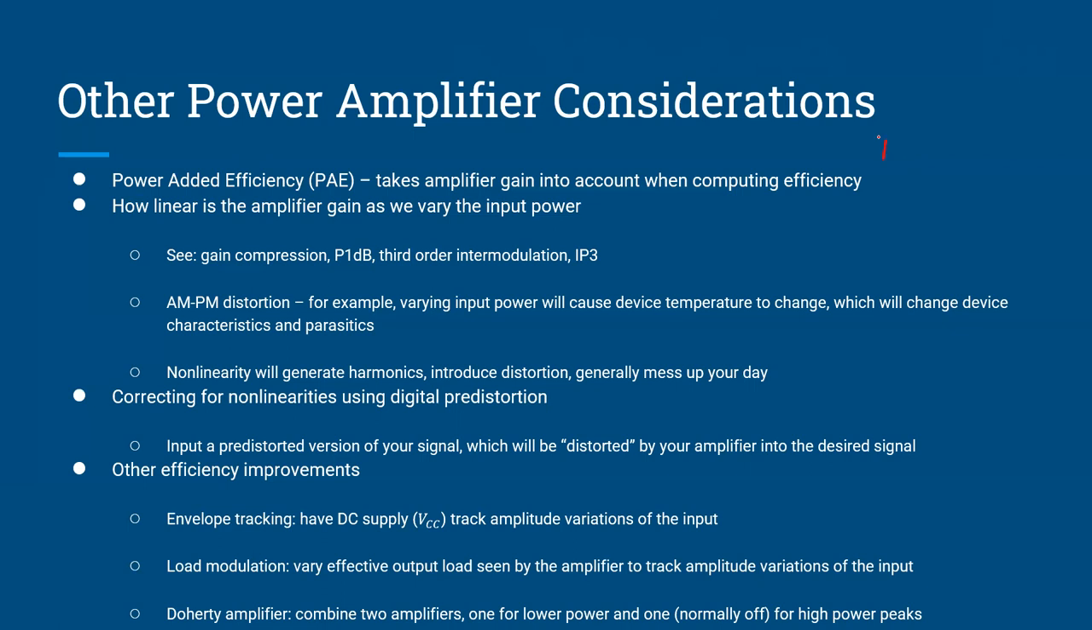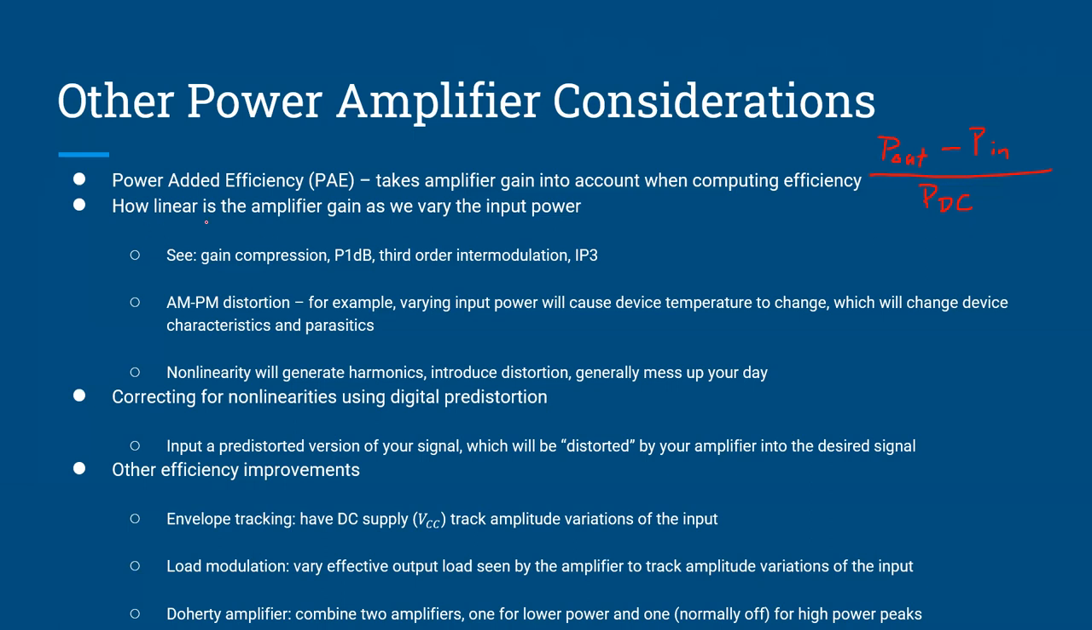So the way it's defined is you take the output power minus the input power, divided by the DC power. And so you'll see that this quantity is always less than the way we previously defined efficiency, but it's usually more important, right? Because here we're taking into account the input power. If the gain is high enough, then P out minus P in is very close to P out, and then it just approaches P out over PDC, which is our previous definition.